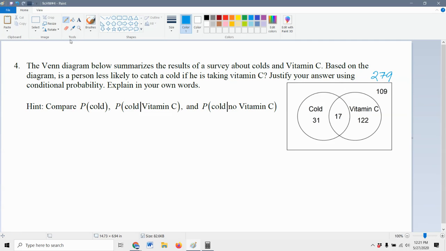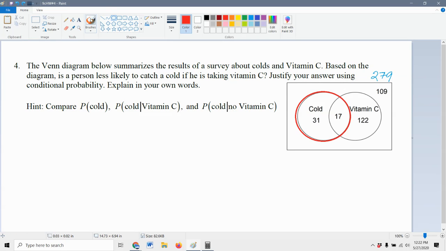So the next thing that we want to do is we want to say, well, how many of those people have a cold? Well, it's important to see that the people that have a cold occupy this circle, the whole circle. Now, these 17 are people that have a cold and are taking vitamin C as well, but everybody in this circle has a cold. So how many would that be that have a cold?